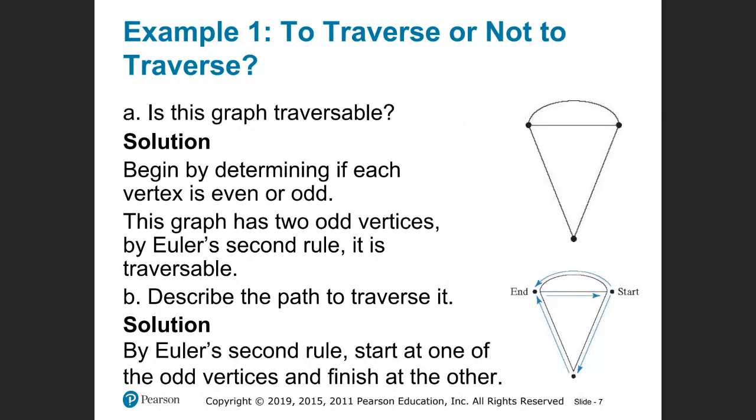Example 1, to traverse or not to traverse. A, is this graph traversable? You begin by determining if each vertex is even or odd. This particular one has 2 odd vertices, so by the second rule, it is traversable. You can describe the path to traverse it because by the second rule, you start at one of the odd vertices and you finish at the other.